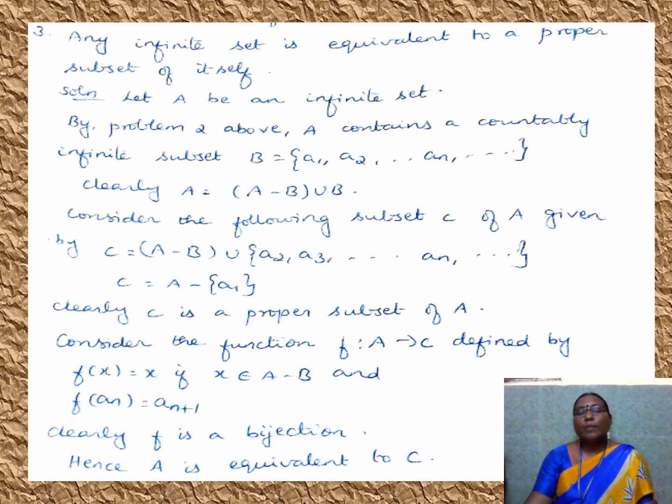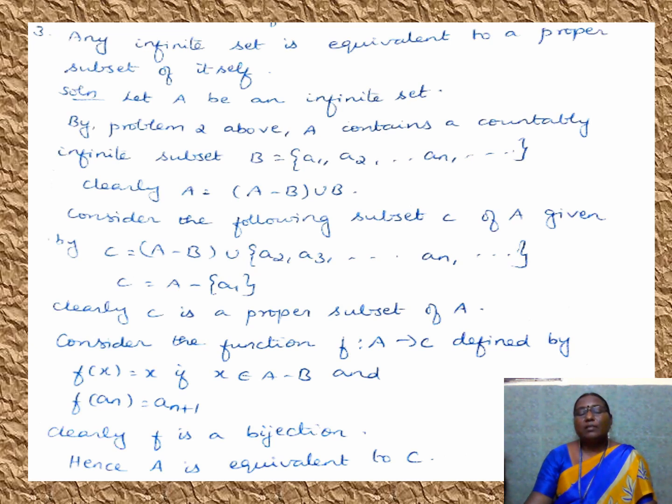So now I have a proper subset, that is C. What do I have to prove? That A is equivalent to this proper subset C. So I define the function f from A to C as f of x equal to x if x belongs to A minus B, because C is (A minus B) union the set of all a2, a3, etc. If I take an element from A minus B, then the image of the element is itself. And if I take an element from a2, a3, etc., the image of the element is the next element. That is, f of an equal to a(n+1).